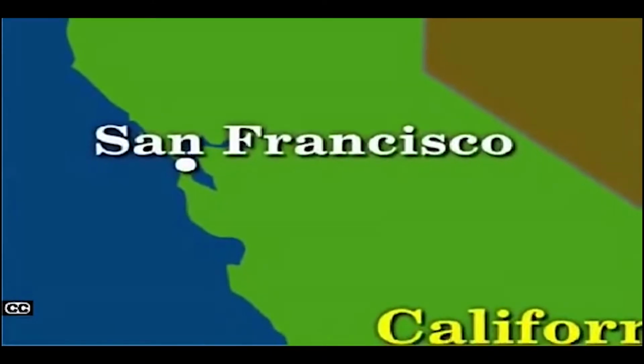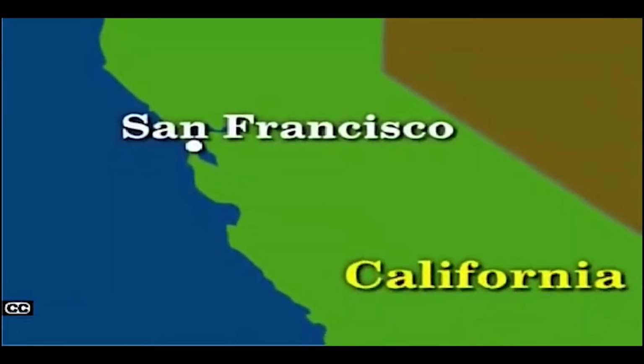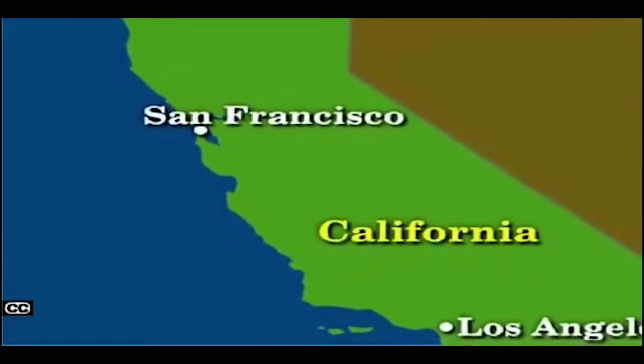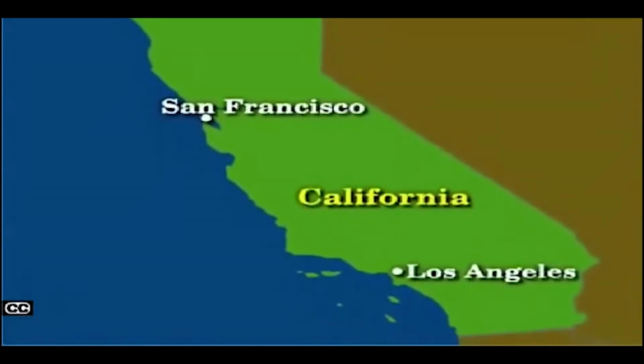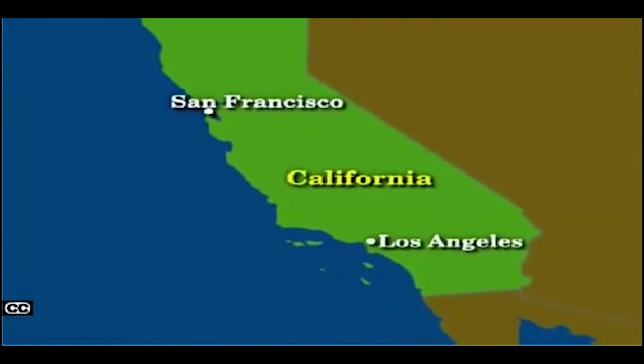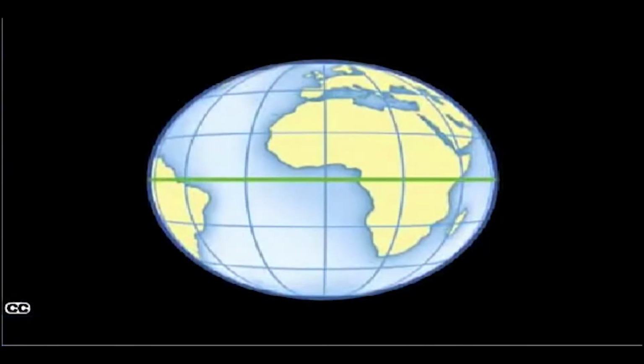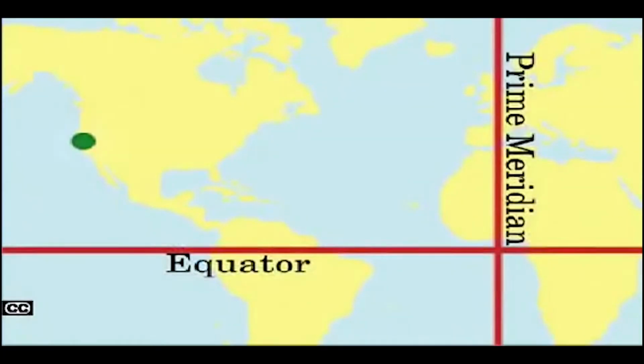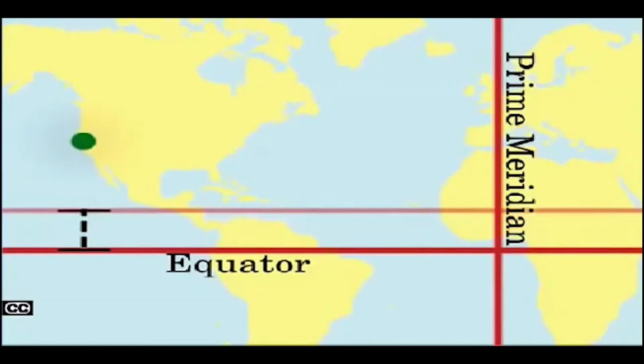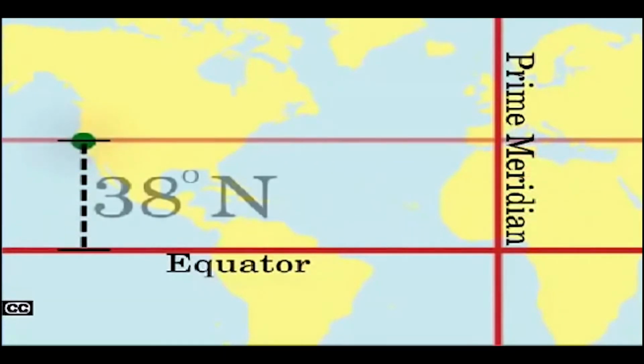Now let's find the absolute location of San Francisco. We know that it's located in Northern California and that it's northwest of Los Angeles. But we need to find its latitude and longitude in order to determine its absolute location. Let's do latitude first. There's the equator, and there's San Francisco. It looks like San Francisco is about 38 degrees north of the equator.